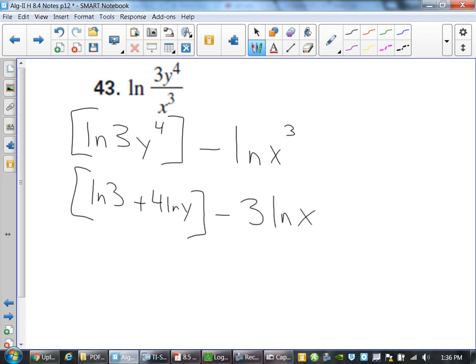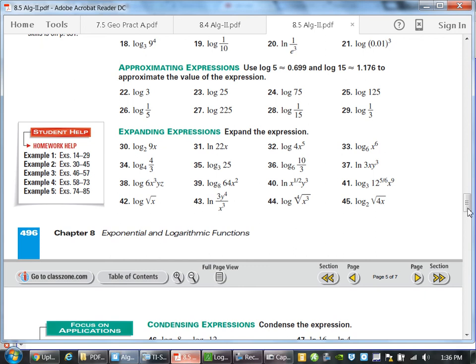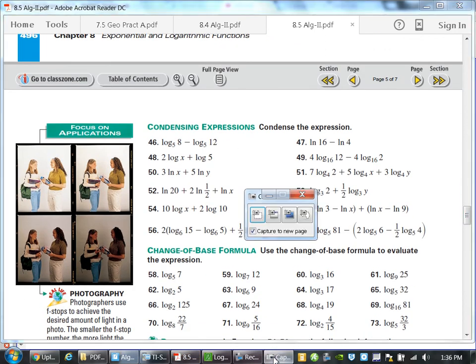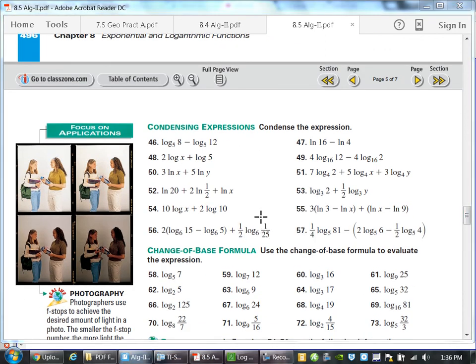Condensing, I know we're running out of time. Condensing works the same way. There's really not much to this. If I'm condensing something, I'm doing the same thing.